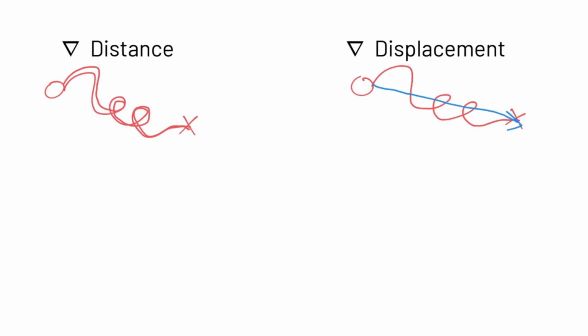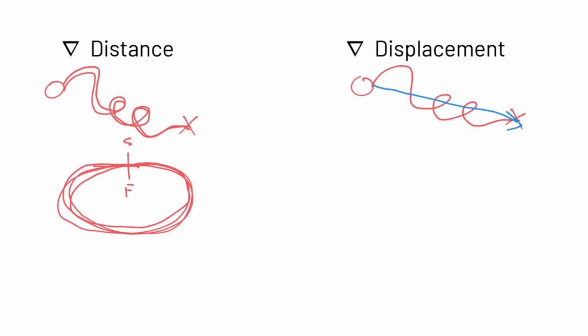Now, it can get a little tricky with distance and displacement. Let's imagine that you're running on a track. So here's the starting line and the finishing line. So we start here and we finish here. If you ran 4 laps, so you ran a mile on the track, your distance would be 1 mile.